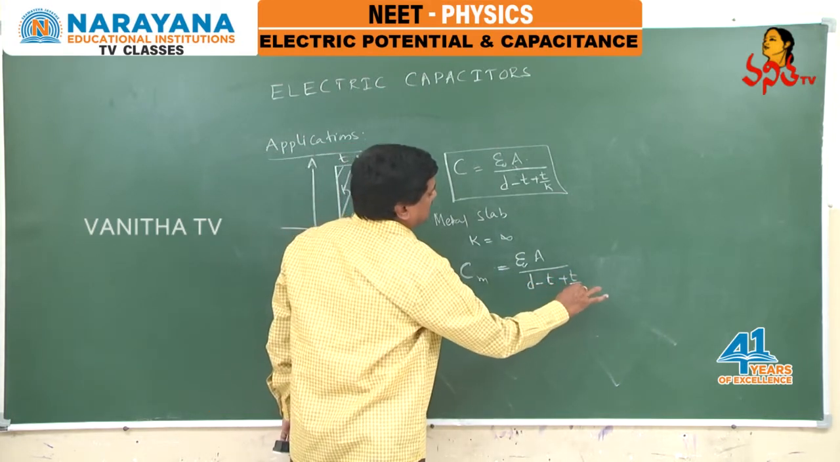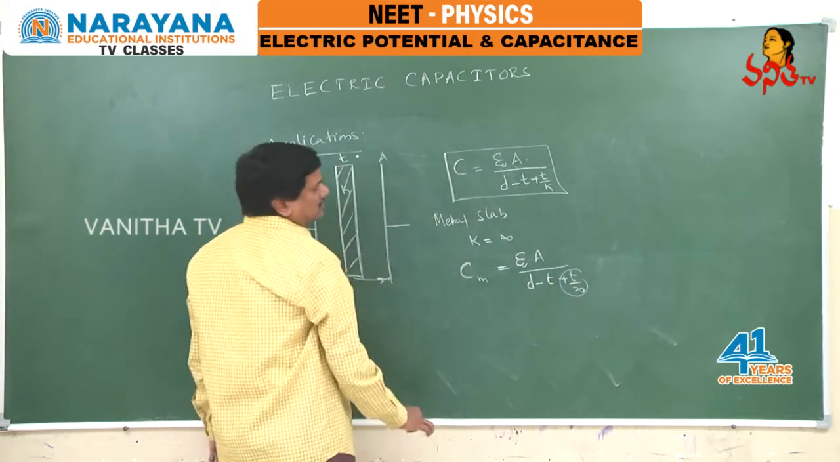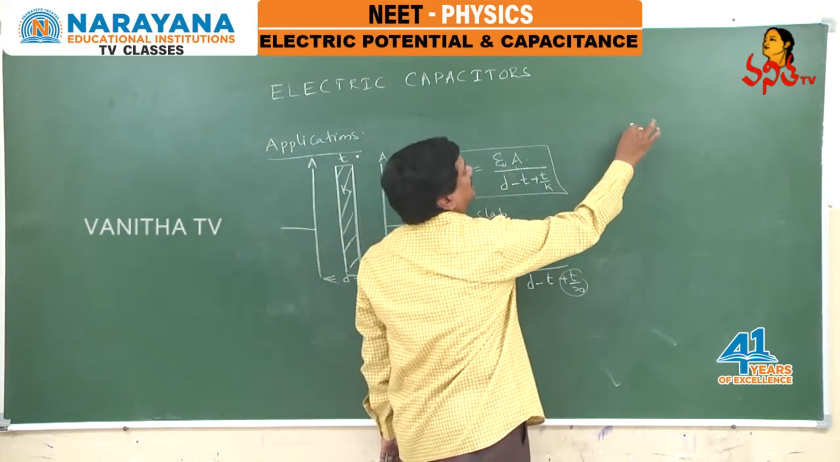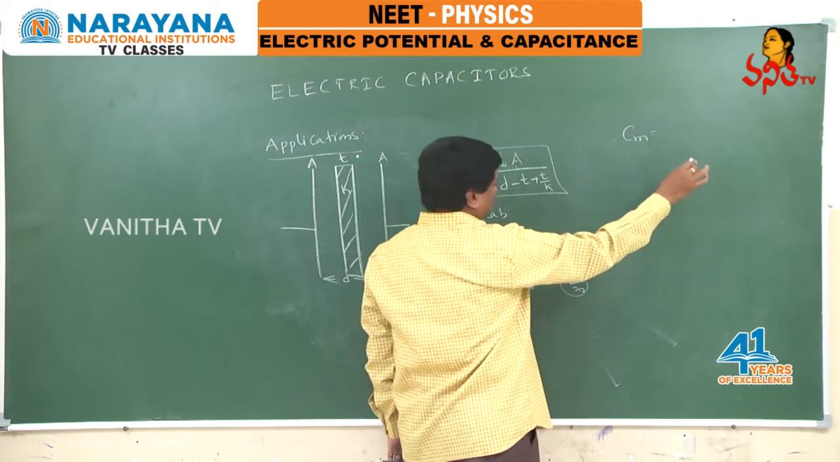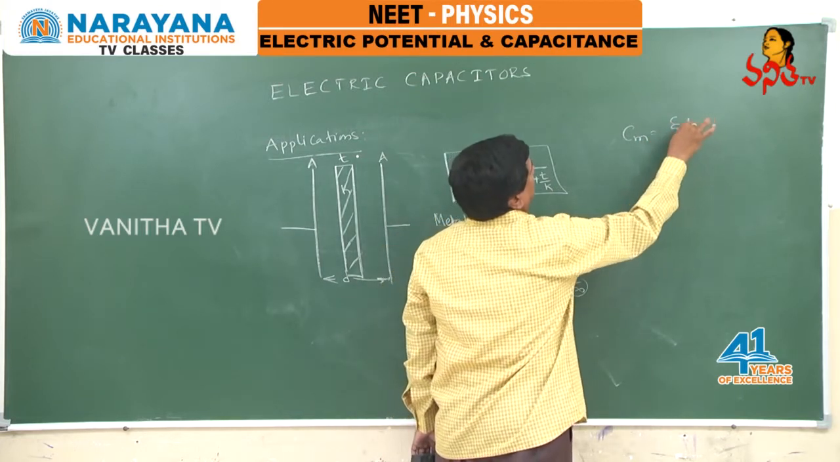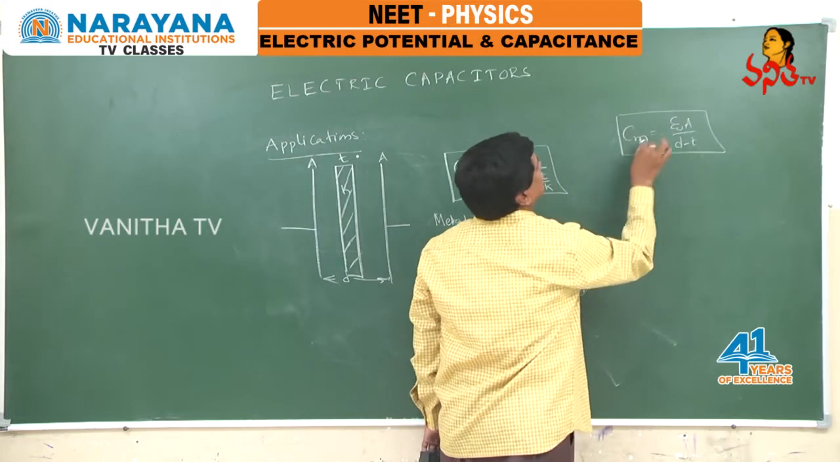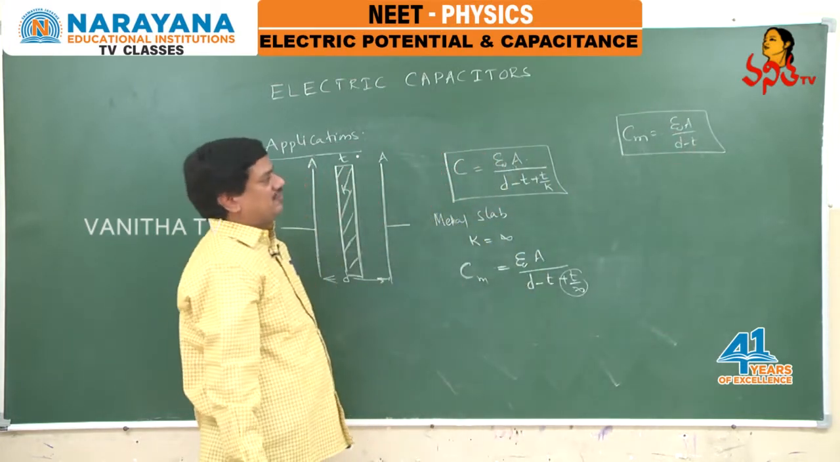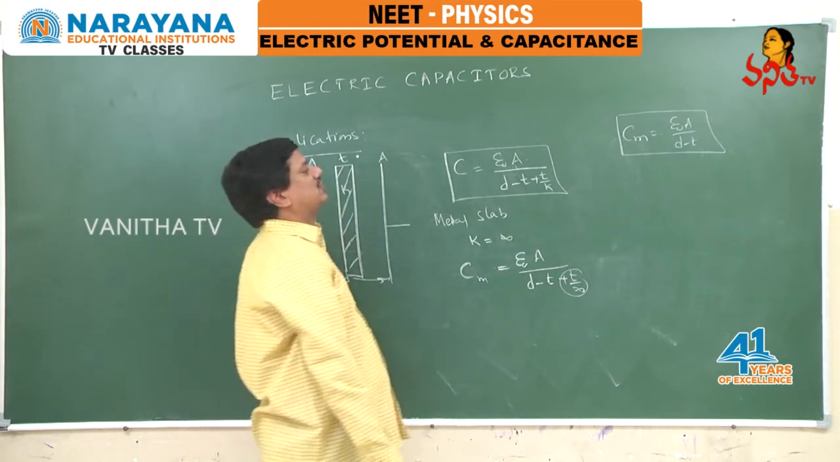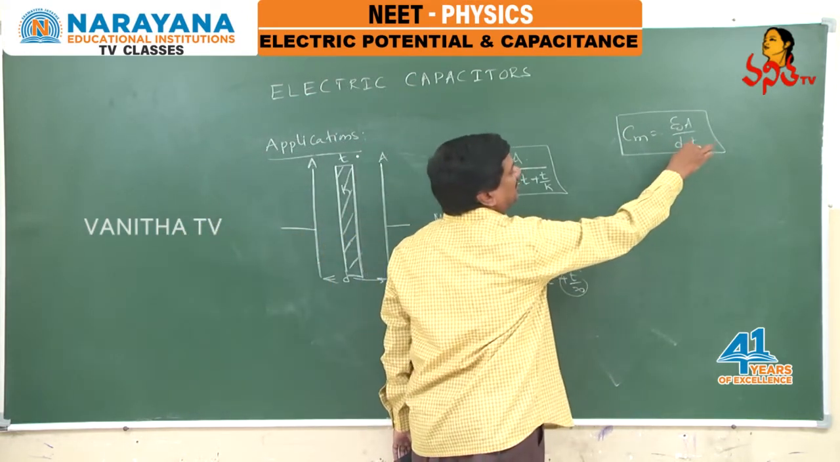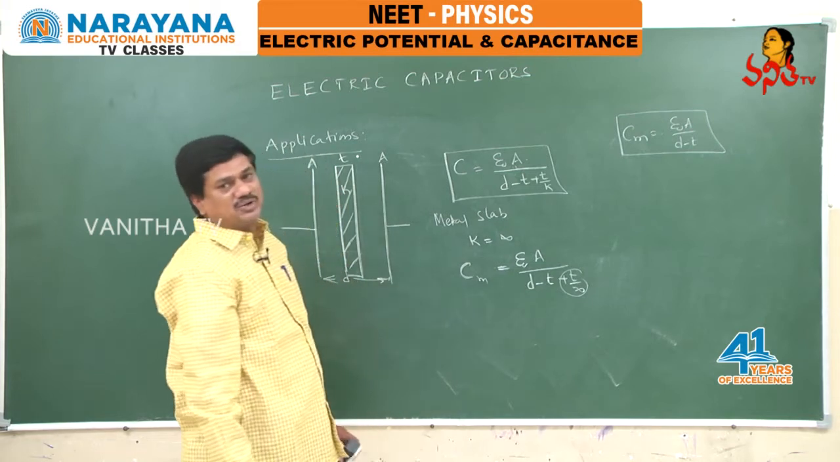Something by infinity is nothing but 0. So now the formula reduces to capacitance with the medium equals epsilon naught A divided by d minus t, when a metal foil or metal slab is placed in between these two. What you can observe is that in d minus t, the denominator is decreasing. So what is happening to the capacitance?